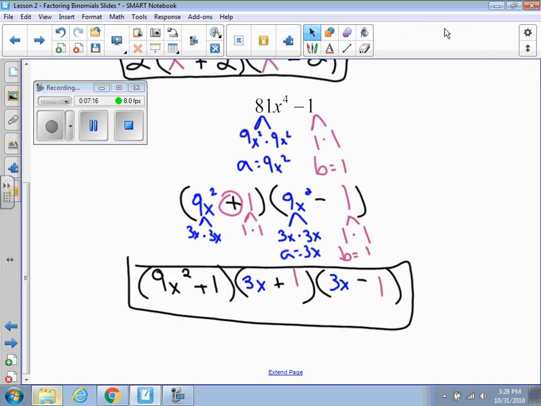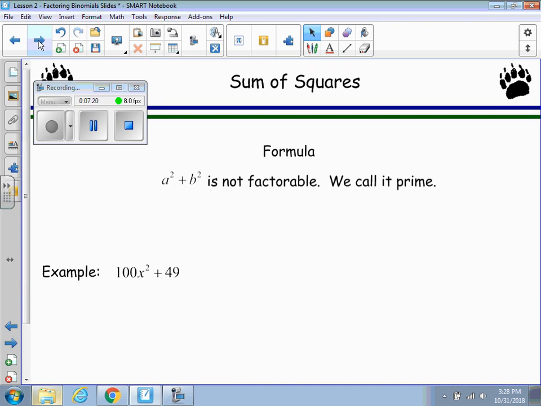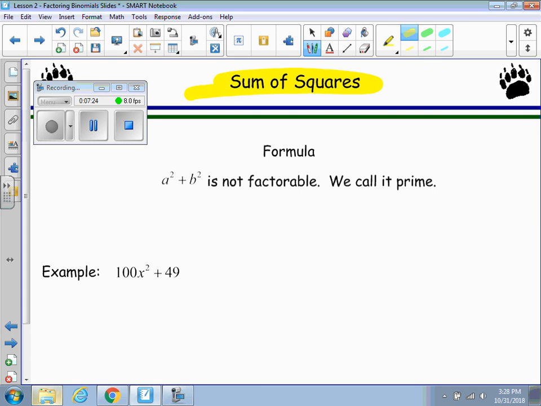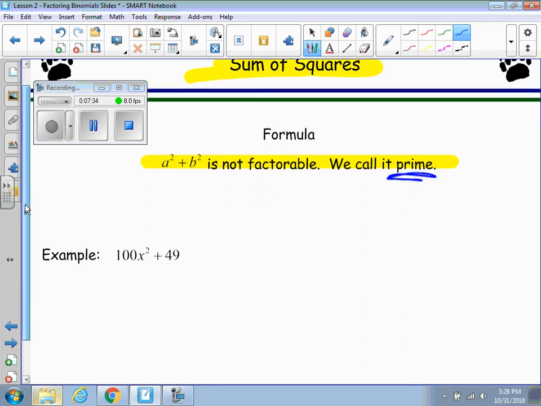So let's talk about a sum of squares. So our next thing is a sum of squares. Okay, sum of two squares. The good news is our formula, well, there really is no formula because a squared plus b squared is not factorable. We call it prime. So let's look at some examples.